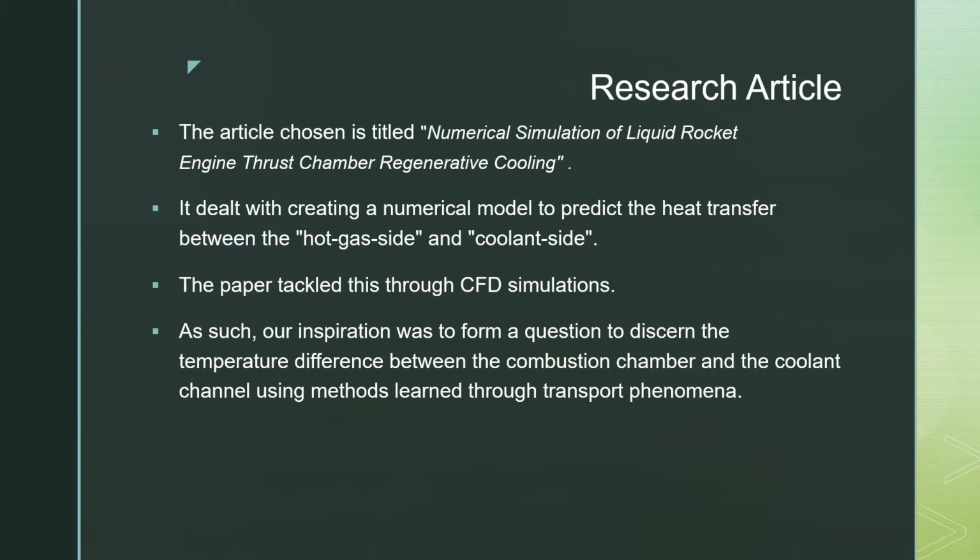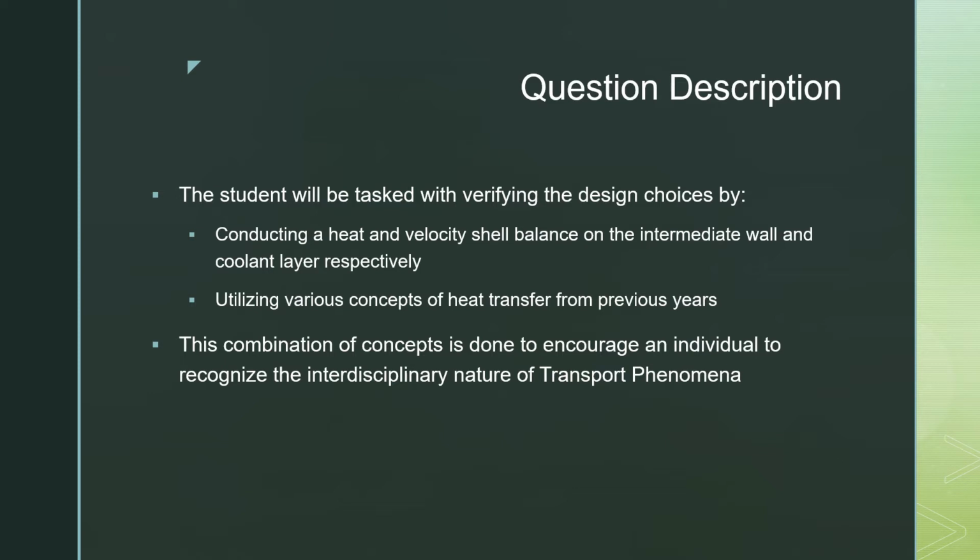But we thought that this would be a great inspiration for a question if we could modify it so that it was more easily solvable by simplification for students in a fourth year course. In our question, the student will be tasked with verifying the design choices by conducting a heat shell balance on the intermediate wall and a velocity shell balance on the coolant layer, while also utilizing various concepts of heat transfer such as conduction and convection. This combination of concepts is done to encourage an individual to recognize the interdisciplinary nature of transport phenomena.